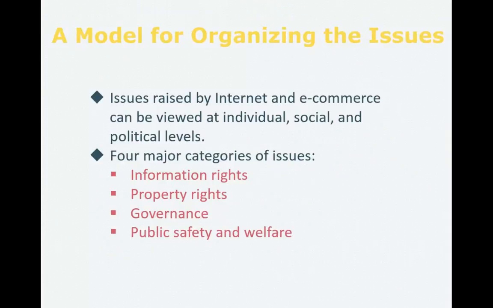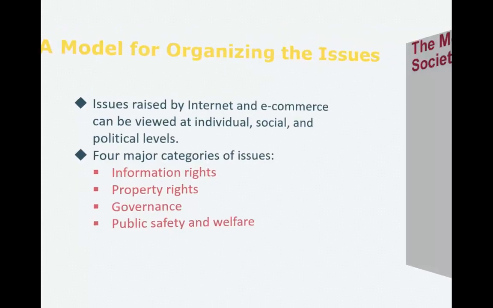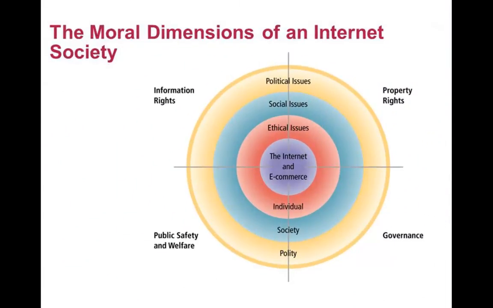And here is the model for organizing the issues. Issues raised by the internet and e-commerce can be viewed at the individual, social, and political level. There are 4 major categories of these issues: information rights, property rights, governance, and public safety and welfare. So here, as you can see, is the moral dimension of an internet society. There are 4 dimensions, and here you can see on the slide.